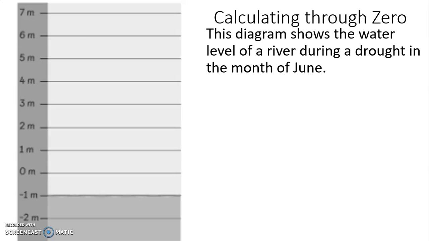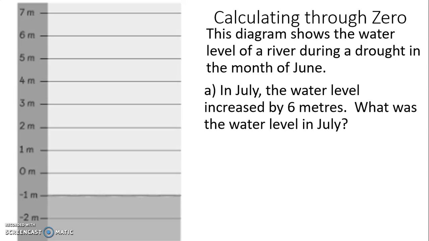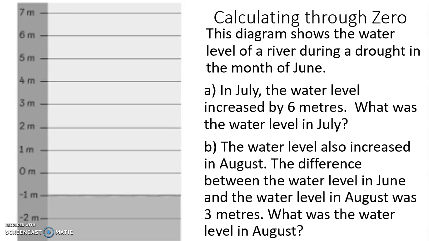One last question. This diagram shows the water level in a river during a drought in the month of June. In July, the water level increased by 6 metres. What was the water level in July? And B, the water level also decreased in August. The difference between the water level in June and the water level in August was 3 metres. What was the water level in August? Pause the video now if you'd like to have a go on your own.